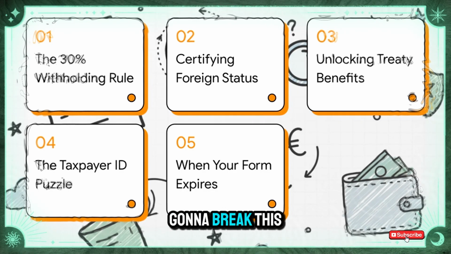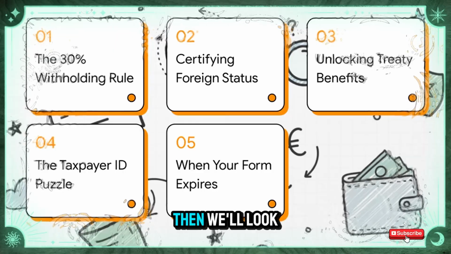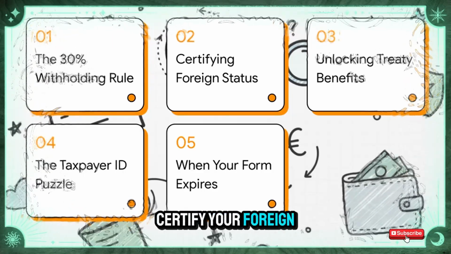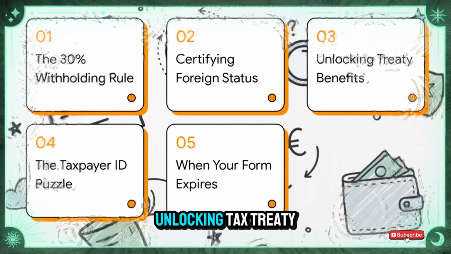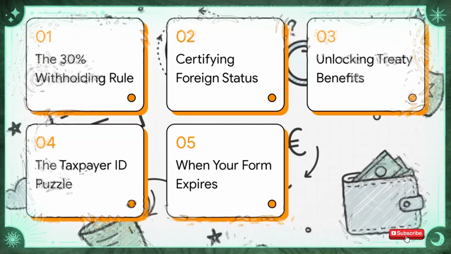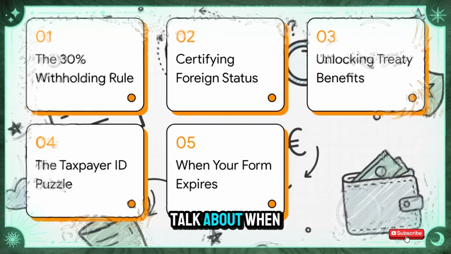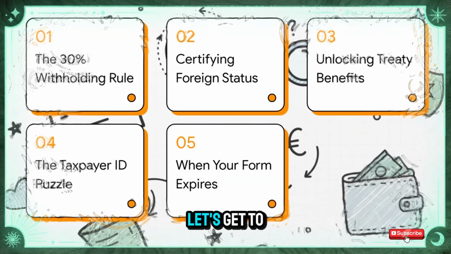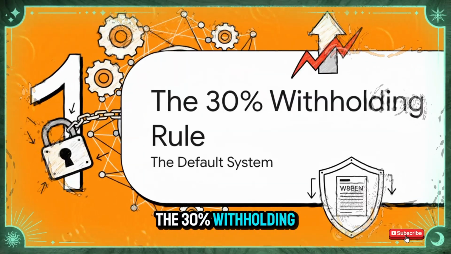So here's how we're going to break this down. First, we'll dig into that 30% rule. Then, we'll look at how you certify your foreign status. After that, the really powerful part, unlocking tax treaty benefits. We'll also solve the taxpayer ID puzzle. And finally, we'll talk about when your form expires. Let's get to it. All right, first up, the 30% withholding rule.